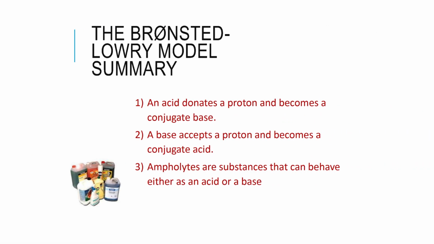Finally, let's recap the key takeaways from the Bronsted-Lowry model. First, an acid donates a proton and becomes a conjugate base. Second, a base accepts a proton and becomes a conjugate acid. And third, ampholytes are substances like water that can behave as either an acid or a base.